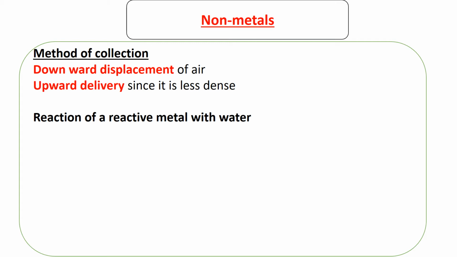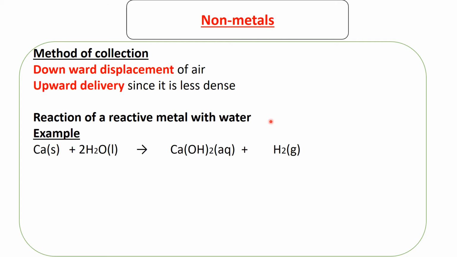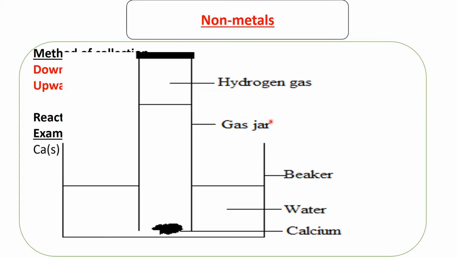The other method of preparing hydrogen is reaction of a reactive metal with water. Note the word reactive. The emphasis is that metals that are below hydrogen cannot participate in this reaction. For example, calcium reacts with water to produce a base or an alkali called calcium hydroxide plus hydrogen. So this is the apparatus. Here we have just calcium in water, so they'll start reacting and the hydrogen will go up. Again, upward delivery.